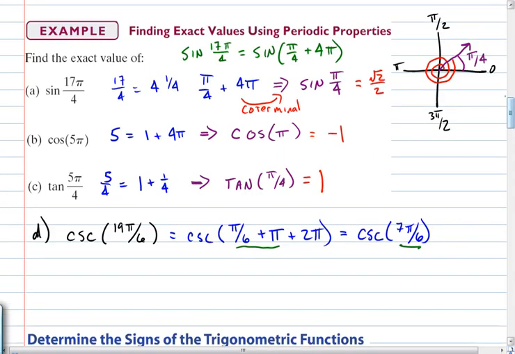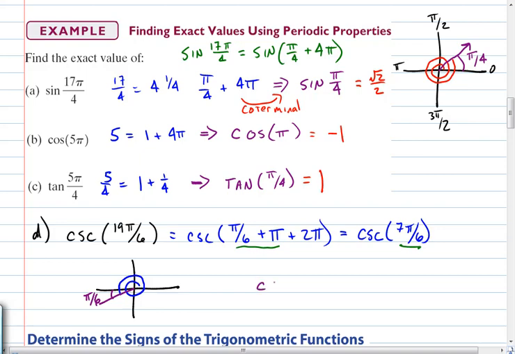7 pi over 6, if you draw your quadrants here, you're going to go around one complete revolution, that's 2 pi. And then we need another pi. Well, that's going to put us over here at the negative x-axis. And then we add 1/6 to that, and that's going to put us right here where the reference angle is pi over 6. Cosecant is the reciprocal of what trig function? Sine. And sine of pi over 6 is 1/2, thinking back to the table that we did.